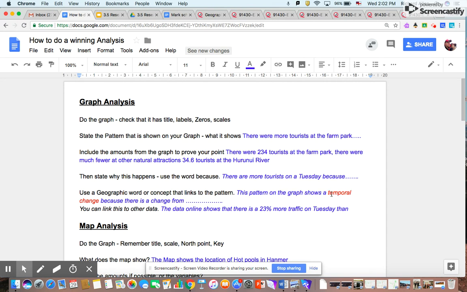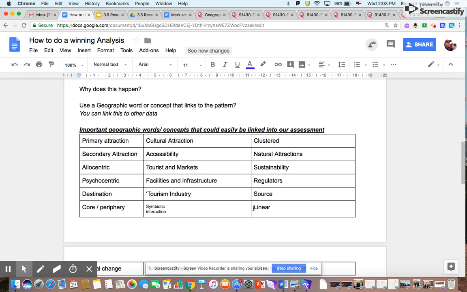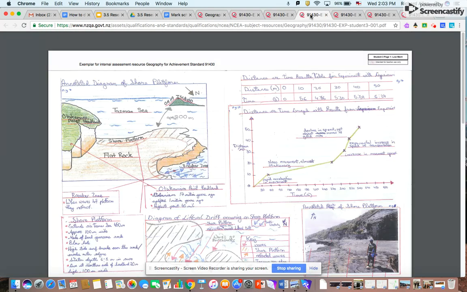So up to the merits and the excellences are going to be the geographic wording you use. You can tie in other data, and so this is where you can show that you've looked at secondary data as well. This is where you can tie it in, but your primary one must be your research you got on the field trip. Again, these are the words that you should be using. Let's go to a merit now. This is a low merit.